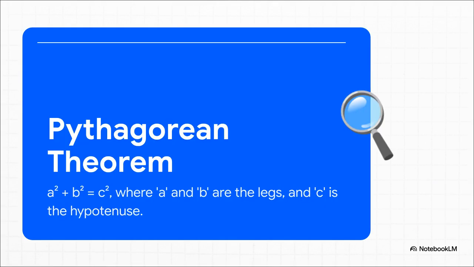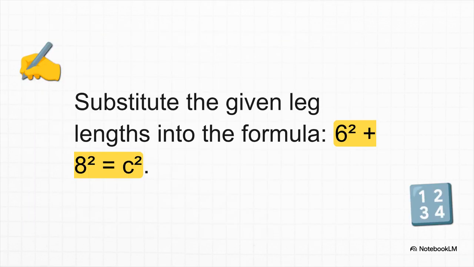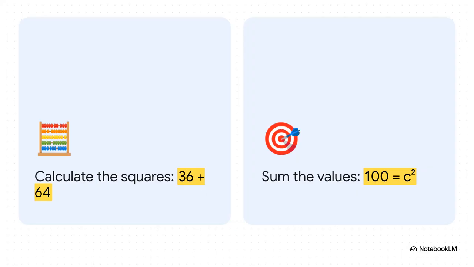And the key to this whole thing is, of course, the Pythagorean theorem: a squared plus b squared equals c squared. Remember, a and b are the legs, the sides we already know, and c is that hypotenuse we're looking for. So our first step is super straightforward. We just plug in the numbers that we have. We'll substitute 6 for a and 8 for b. And now our equation reads 6 squared plus 8 squared equals c squared. Okay, now for the fun part.